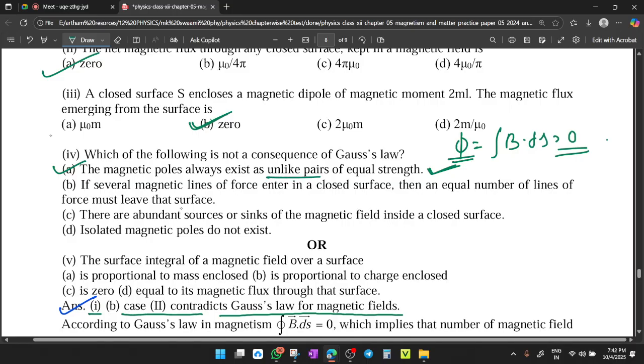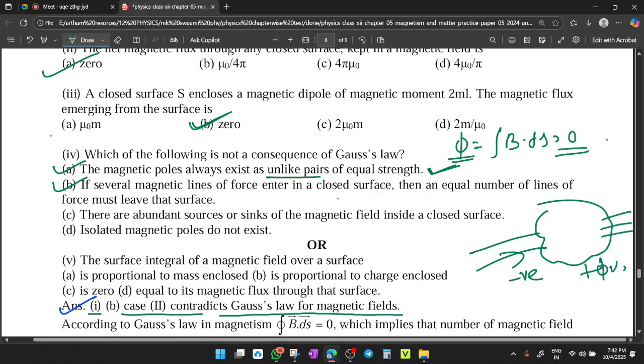Yes, it is true. If several magnetic lines of force enter a closed surface, then an equal number of lines of force must leave the surface. In the theory class we have read that the incoming flux is taken as negative and the outgoing flux is taken as positive. So the negative flux will cancel the positive flux and the total flux equals 0.